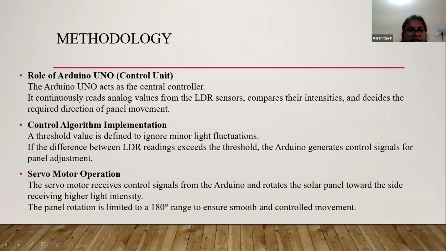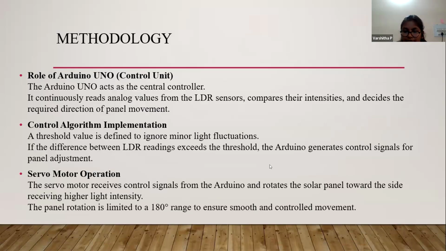Next, the role of the Arduino Uno: the Arduino Uno acts as the central controller. It continuously reads the analog values from the LDR sensors, compares their intensities, and determines the required direction of the panel movement. In the control algorithm we implemented, a threshold value is set to ignore minor light fluctuations. If the difference between the LDR readings exceeds the threshold, the Arduino generates the control signal and adjusts the panel accordingly.